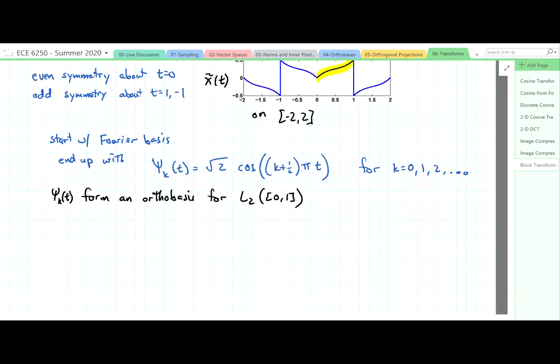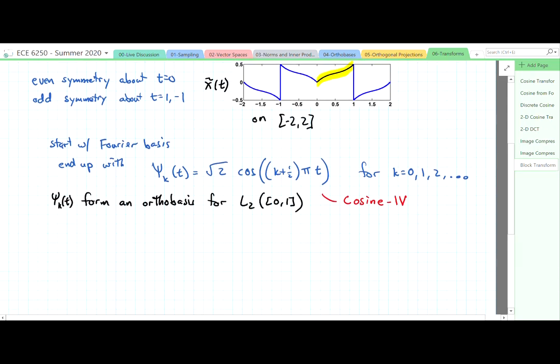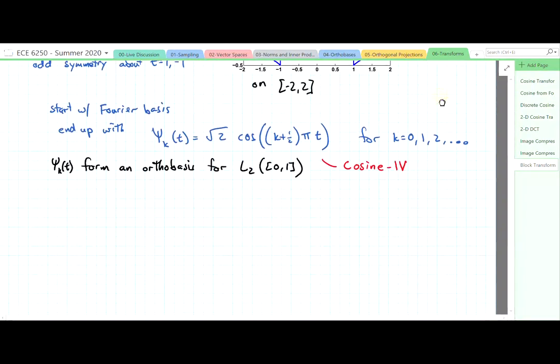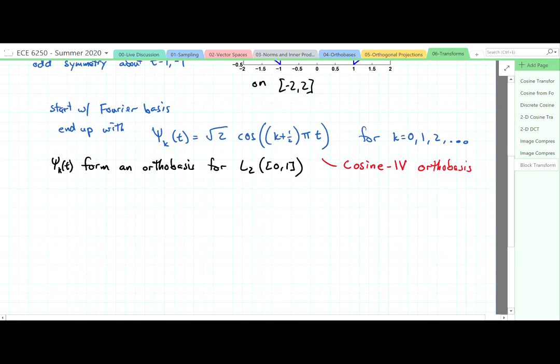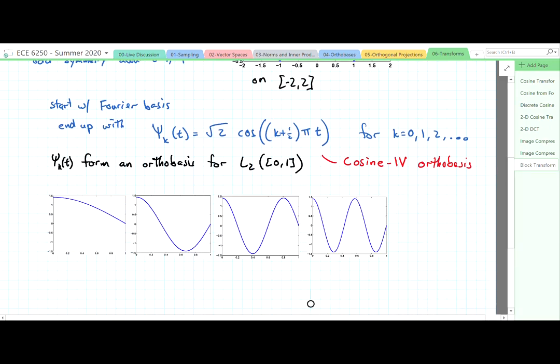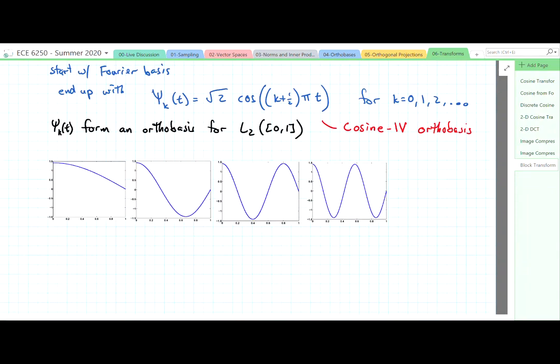This looks a lot like the cosine transforms that we've used. And so this, in fact, is called the Cosine IV transform. So this would be the Cosine IV orthobasis, like so. Okay. So here are the first four basis functions: psi 0 of t, psi 1 of t, psi 2 of t, and psi 3 of t.